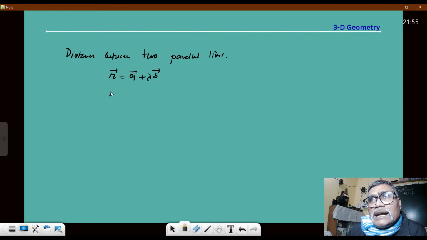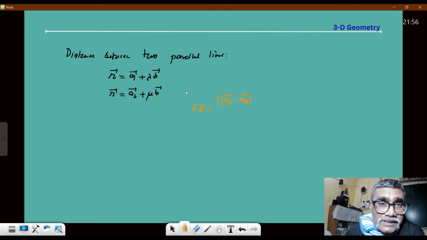Parallel lines are identified by looking at the vector to which they are parallel. This b must be the same, it should not be b1, b2. If you find that they are the same, it means the vectors are parallel. In that case, the distance can be found by a2 minus a1, and then earlier you had b1 cross b2, but this time both b's are the same, so it will not be b cross b, otherwise it would give you a zero vector.